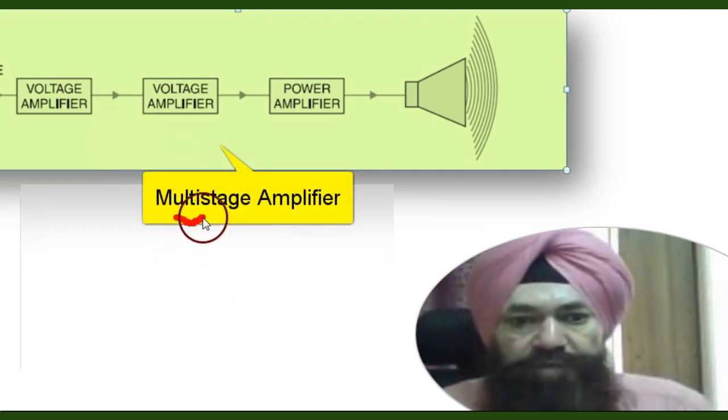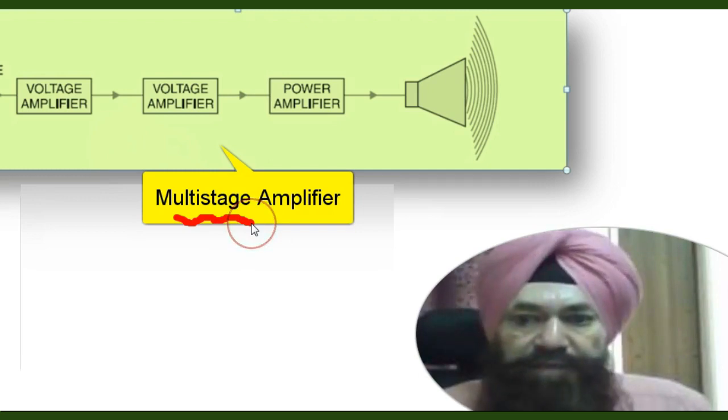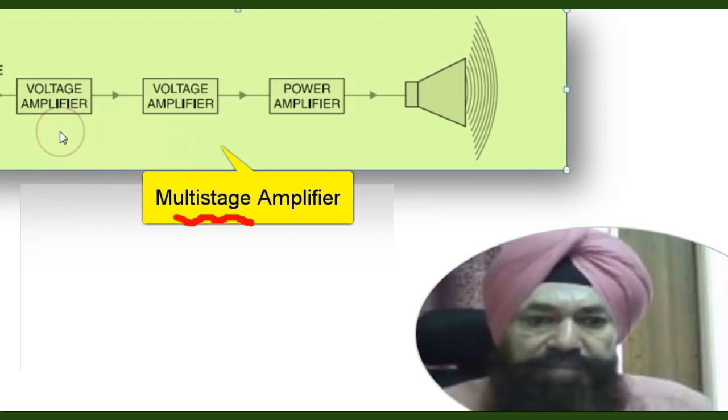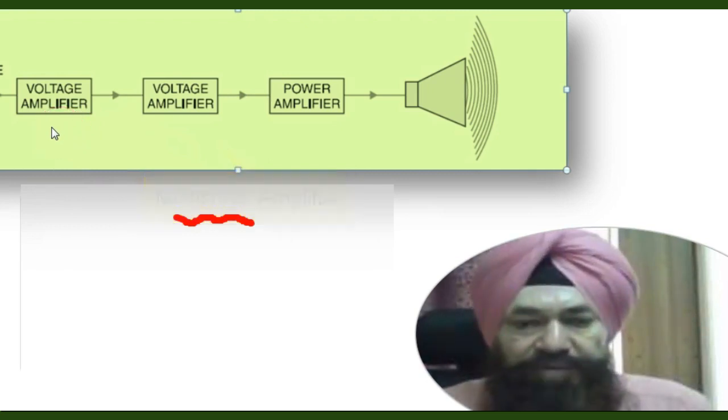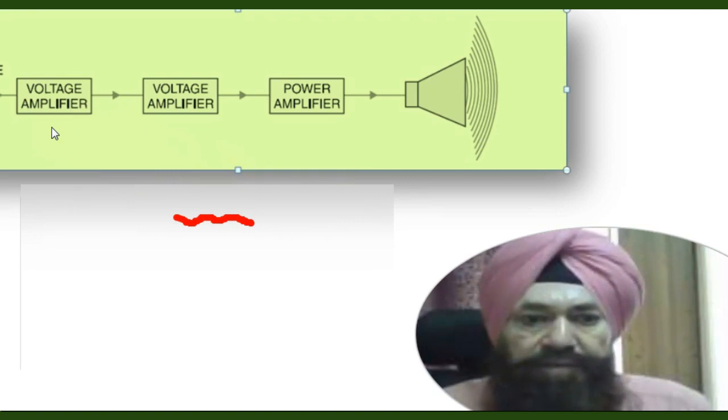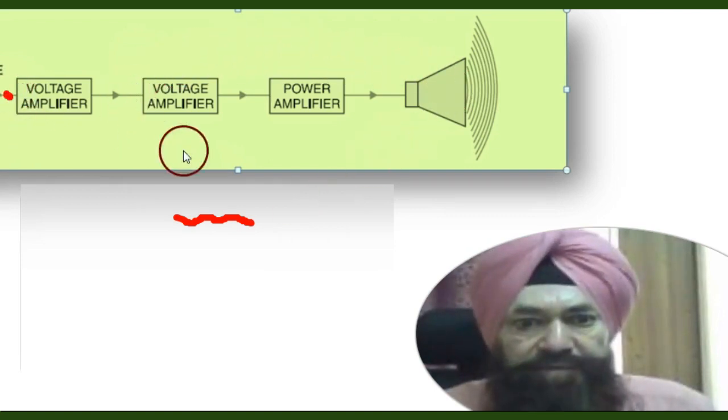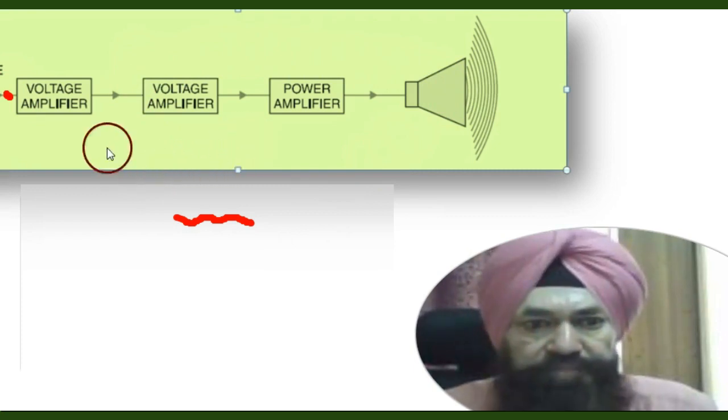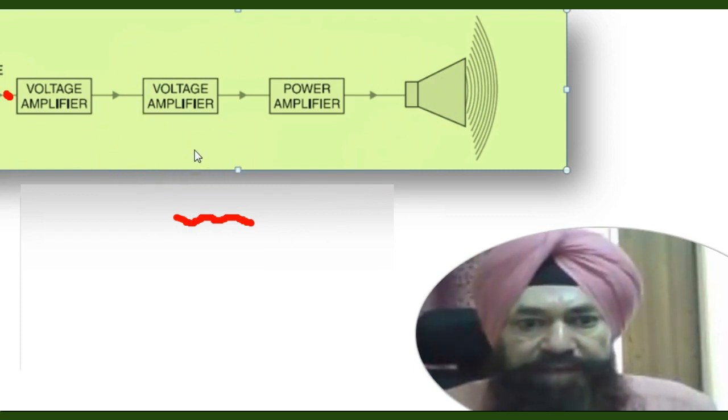First of all, what do we mean by a multi-stage amplifier? Multi-stage means we have several stages to amplify the signals. The input signal which is applied here is generally very small, maybe a few millivolts.